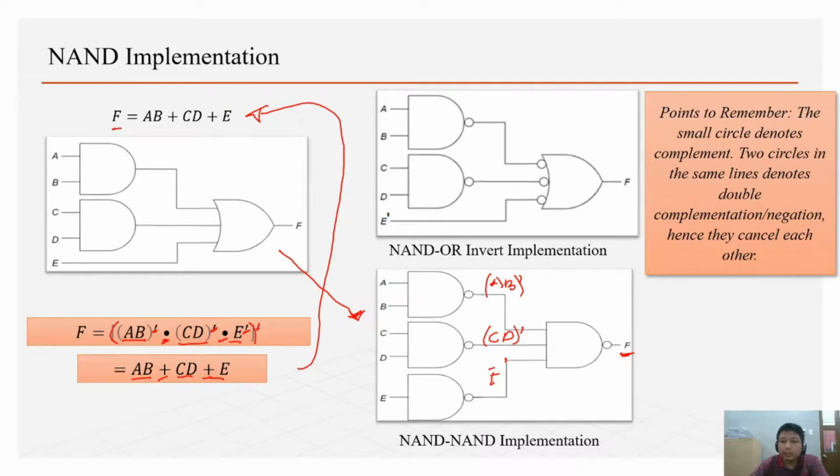Our points to remember: this small circle denotes a complement. Two circles in the same lines denotes double negation or double complementation. Hence, they will cancel each other.